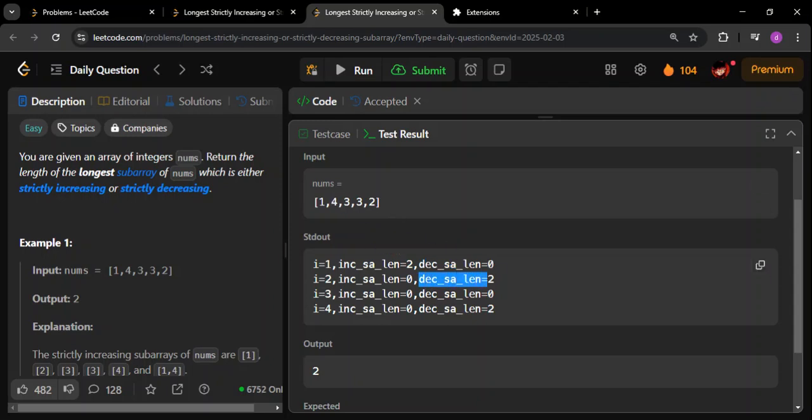So the decreasing subarray now will be made as 2, and this value will now be made as 0. Okay, as simple as that. Next value is 3 comma 3. Since 3 comma 3 is neither increasing nor decreasing, what you have to do? Both of these values will be made as 0. Okay, remember that.